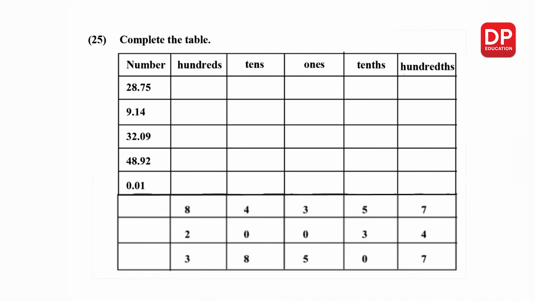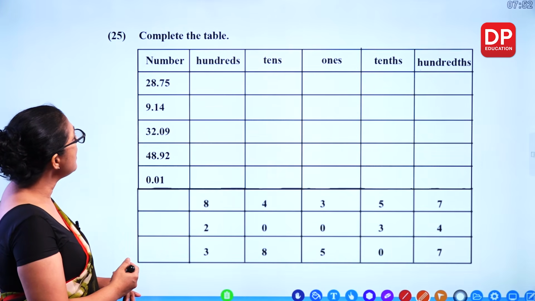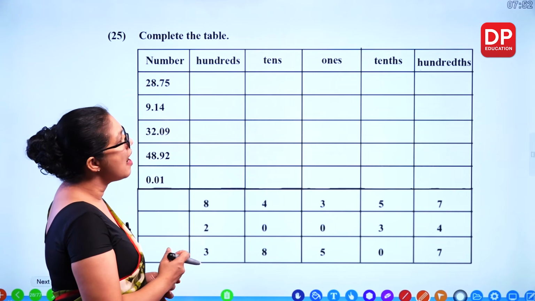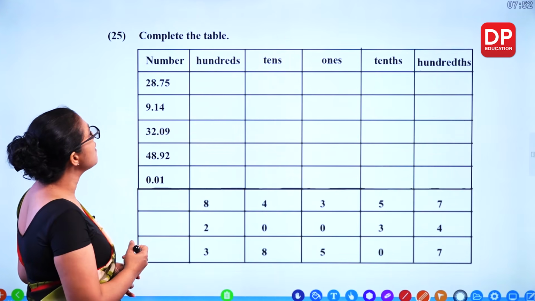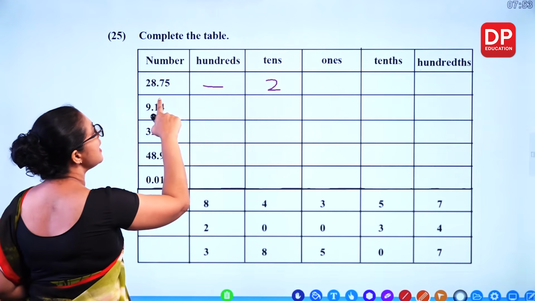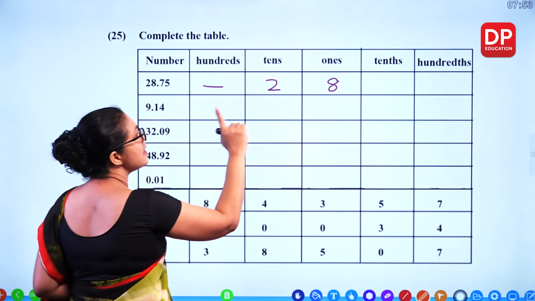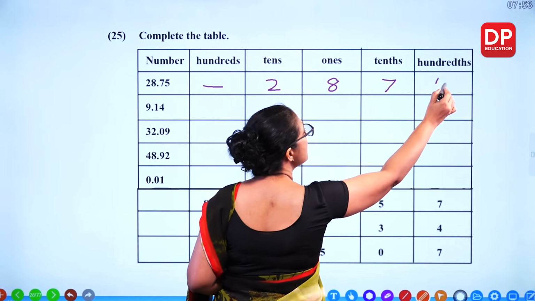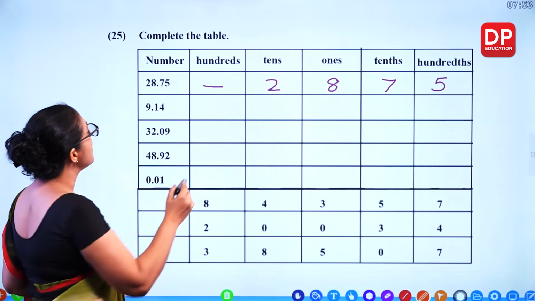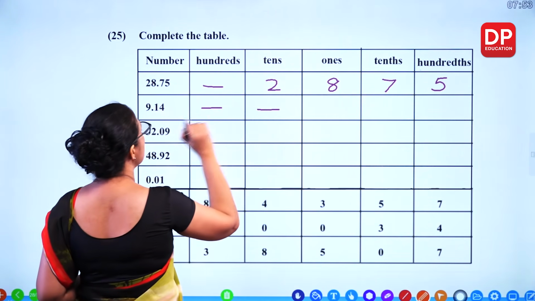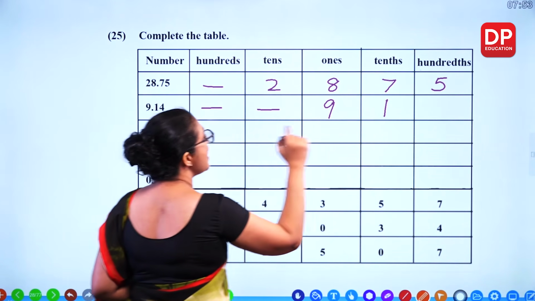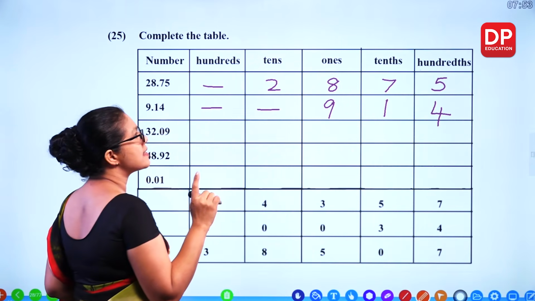Complete the table. Look at the numbers. You are asked to write down the digits in hundreds place, tens place, ones place, tenths place and hundredths place. 28.75. So nothing in hundreds place, 2 in tens place, 8 in ones place, 7 in tenths place, and 5 in the hundredths place. If you take 9.14, nothing in hundreds, nothing in tens, 9 in ones, 1 in tenths, and 4 in hundredths.